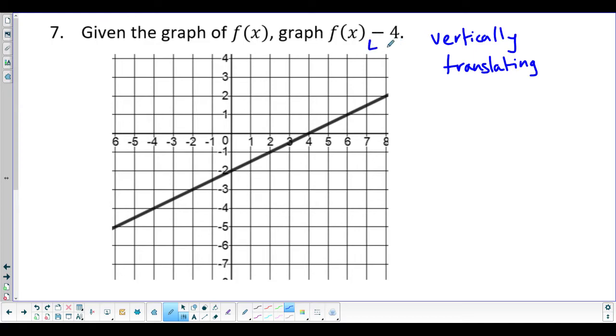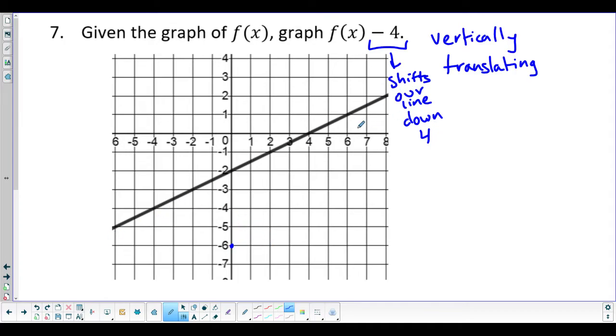And what this does, anytime you subtract a number from a function, this shifts our line down 4. Okay. It's as easy as that. Think about it like this also, right? We've changed our y-intercept down 4. So if I look at my graph, here's my original y-intercept at -2. To shift that down 4, all I have to do is count down 4. 1, 2, 3, 4. Okay.